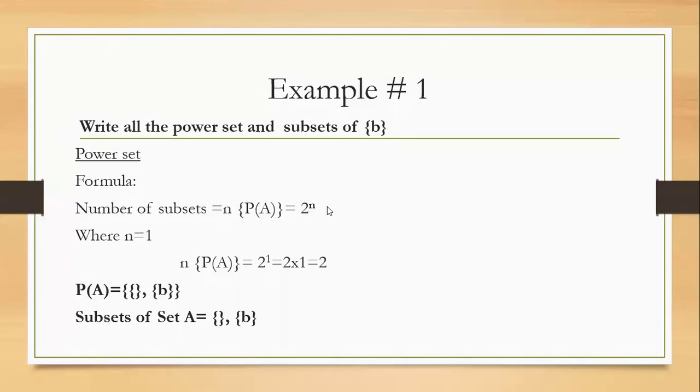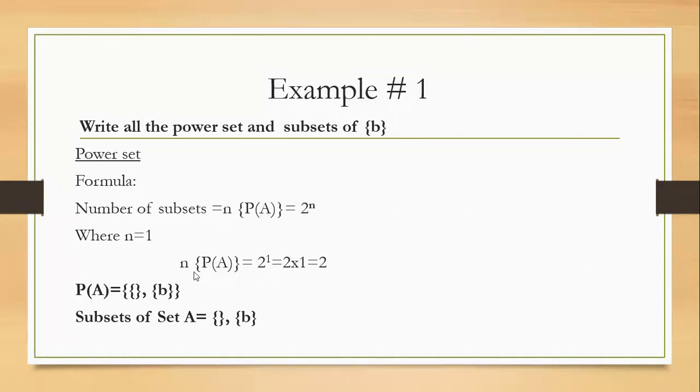Okay, so the number of subsets formula: number of subsets n(P(A)) is equal to 2 raised to the power n. This is the formula where n means the number of elements. Here you can see that the number of elements is only 1. Therefore, n is equal to 1. Why? Because the number of elements is only 1. Therefore, in the formula we have to put n equal to 1.